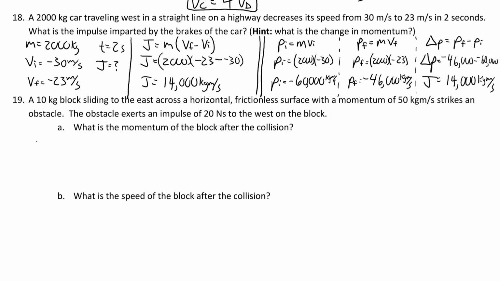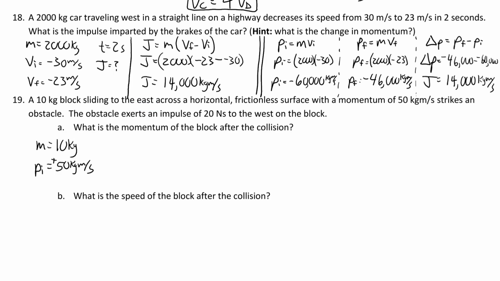So the mass is 10 kilograms. Now that you're nice and refreshed. And it's on a frictionless surface with a momentum of 50 kilogram meters per second. So the momentum is 50 kilogram meters per second. But then it strikes an obstacle. And its momentum is going to change because an impulse was exerted on it. So we could call this the initial momentum. Now it's traveling east, so this is positive, that's good.